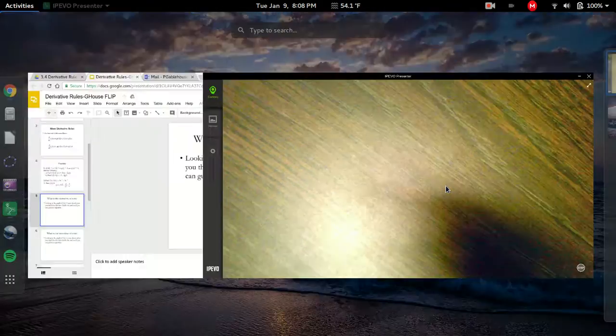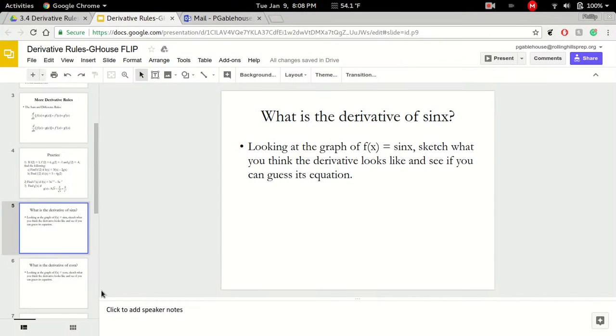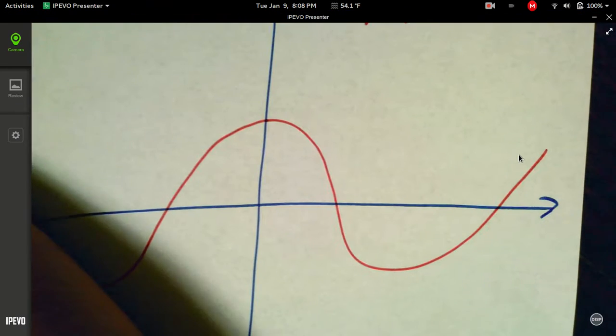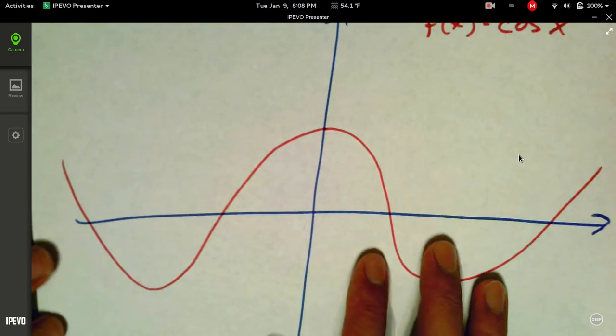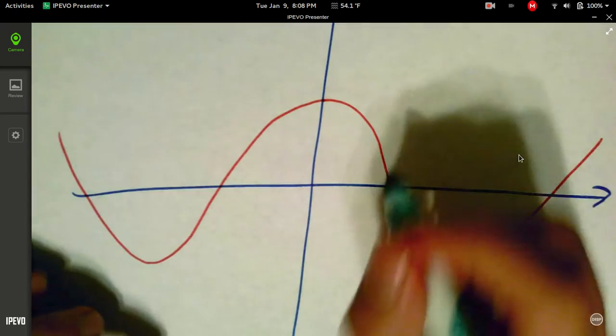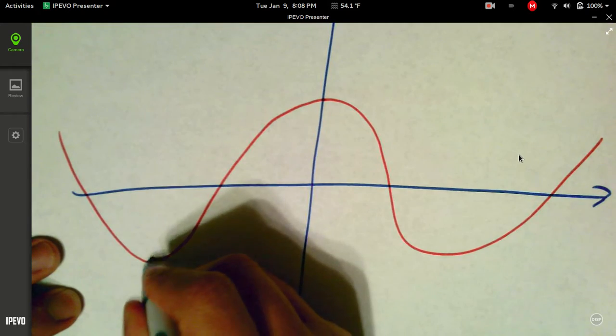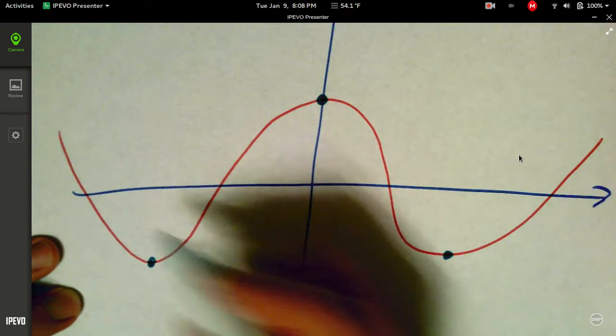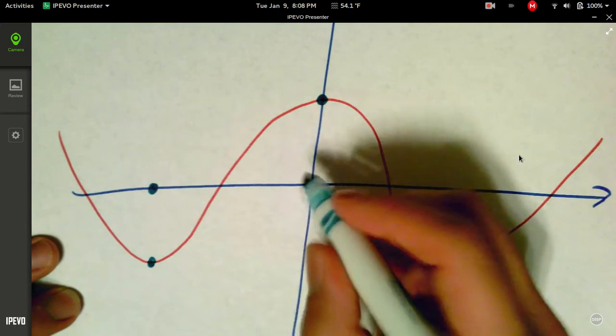So the next thing we're going to look at, so that's the derivative of sine. We're going to look at cosine of x next. So let's go to our cosine function here. So here's the cosine of x function. We're going to do the same thing we did before. We're going to mark all of our zeros again, all the places where we'll have tangent lines of zero. So we have this point, we'll have this point, and we'll have this point. We can mark those on our graph. So these are all of our zeros.